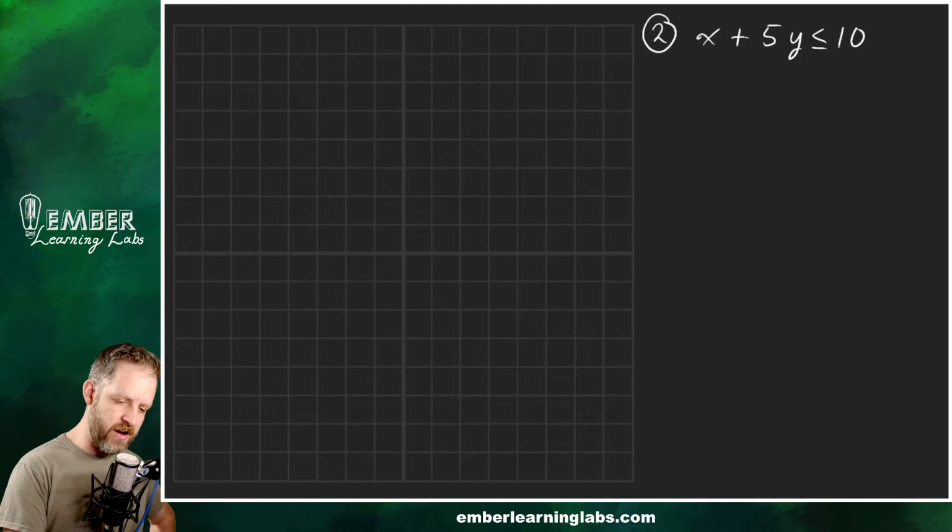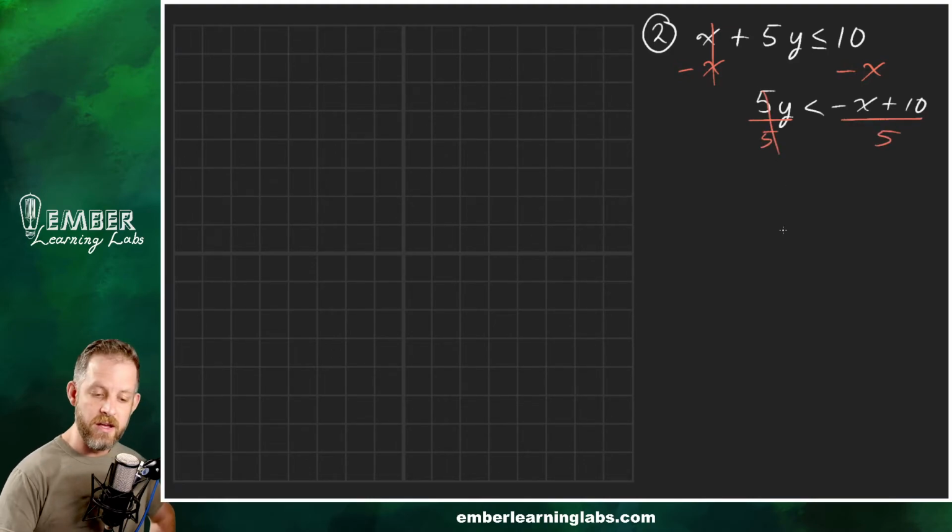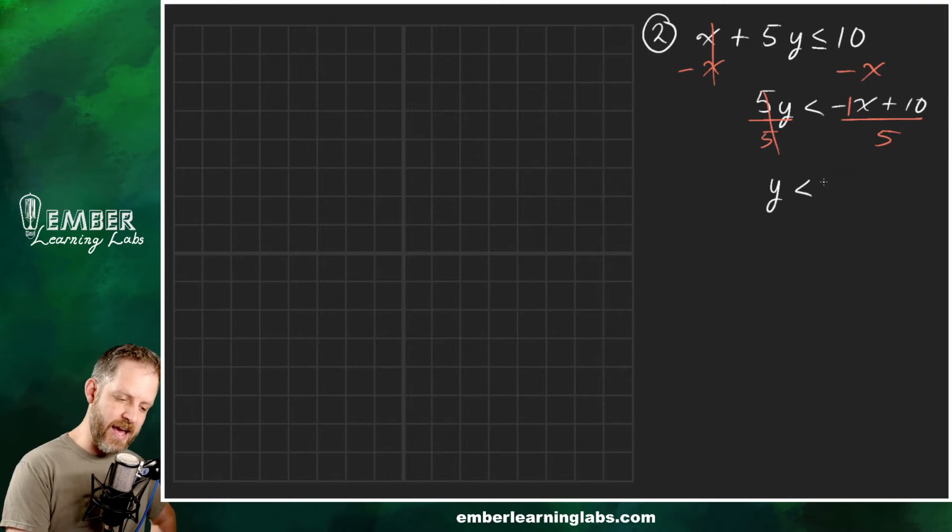So we're going to subtract the 10 off. Actually, subtract the x off, right? That cancels, leaving us with just 5y on the left side is less than negative x plus 10. And then we're going to divide that 5 off, right? We got to remember we divide on everything. So divide by 5, divide by 5. And also if there's nothing there, remember there's an implied 1 right there. So that's negative 1x, not just negative x. Okay, so we've got y is less than negative 1/5 x plus 2.